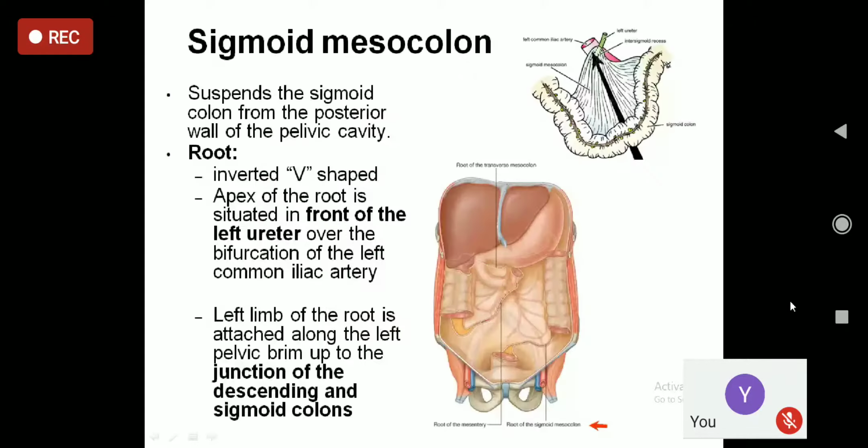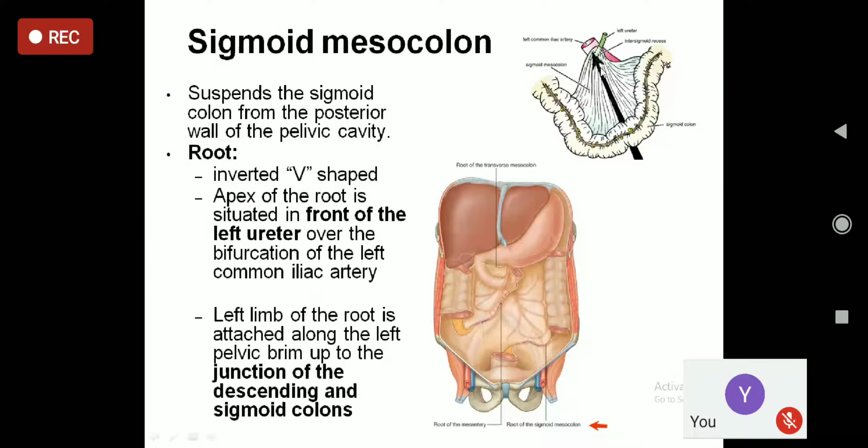And the next fold of the peritoneum is the sigmoid mesocolon. The sigmoid mesocolon holds the sigmoid colon in its place and suspends the sigmoid colon from the posterior wall of the pelvic cavity. So here we can see the posterior wall of the pelvic cavity where there is attachment of the root of the sigmoid mesocolon. The root is inverted V-shaped like this, and the apex of the root is situated in front of the left ureter. So this is the left ureter.